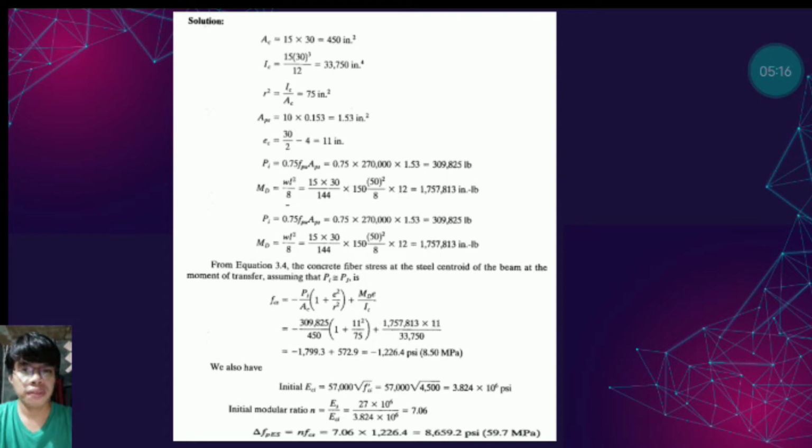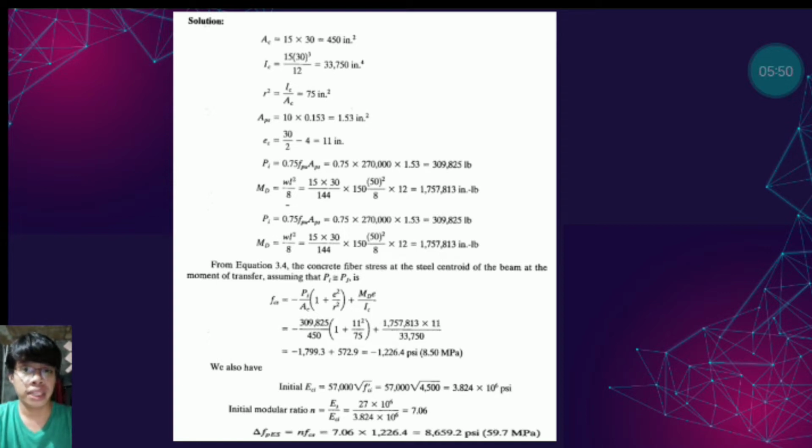We then solve for the self-weight moment M. The equation for moment M is W times L squared divided by 8. So that's 15 times 30 divided by 144 times 150, multiplied by the quantity of 50 squared divided by 8, multiplied by 12. Our moment result will be 1,757,813 inch-pounds.